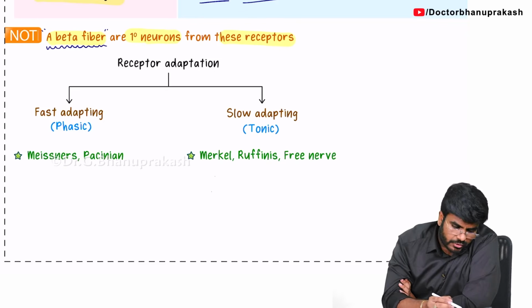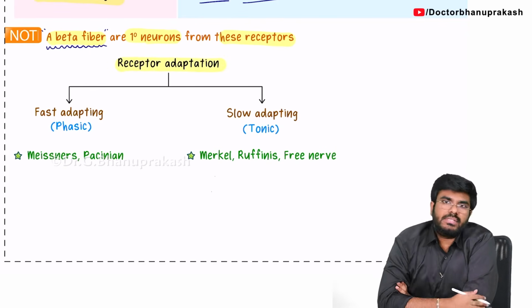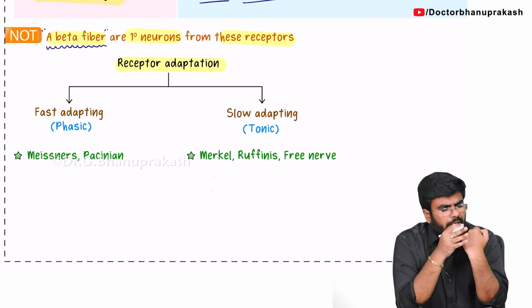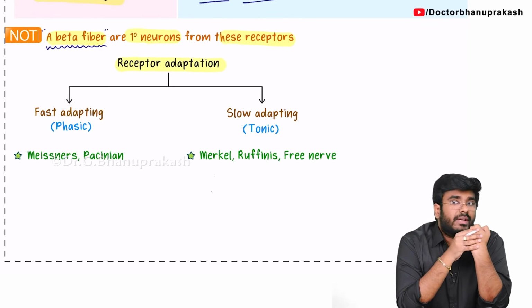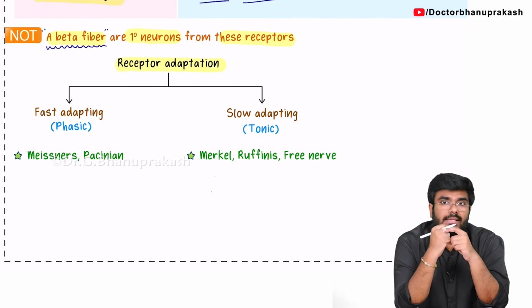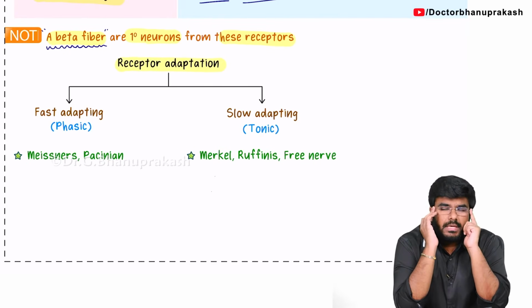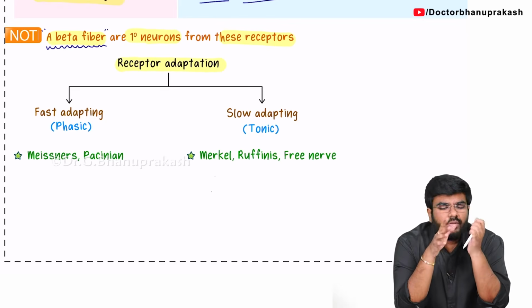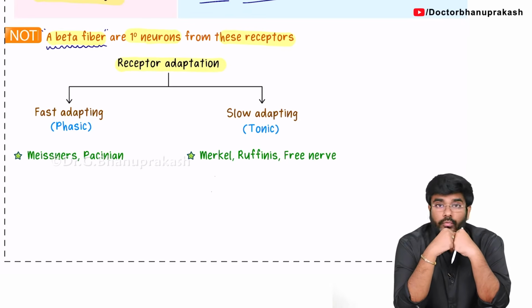Now, after this, what else you should know regarding these receptors is the concept of receptor adaptation. What is receptor adaptation? See, when something is coming into contact with our body, yes, we will feel it. But I am asking you, from the morning you are wearing rings, spectacles, a shirt. They are continuously in contact with our body, right? There is a continuous stimulation. But are you feeling it? No, we are not feeling it.